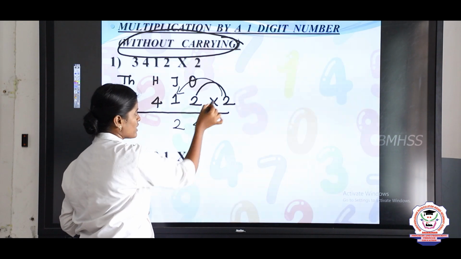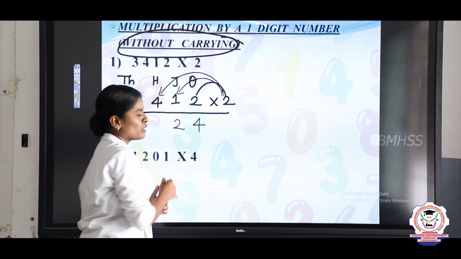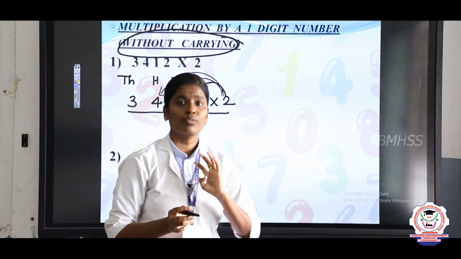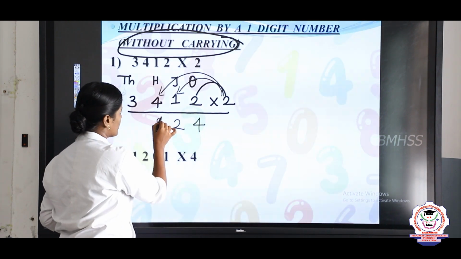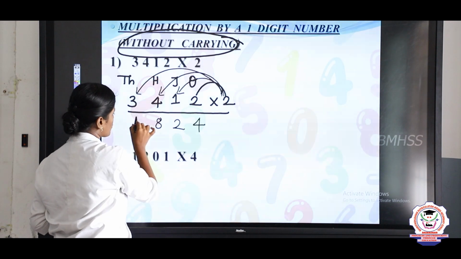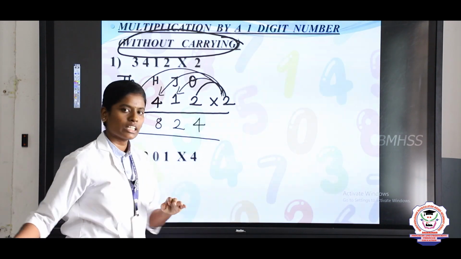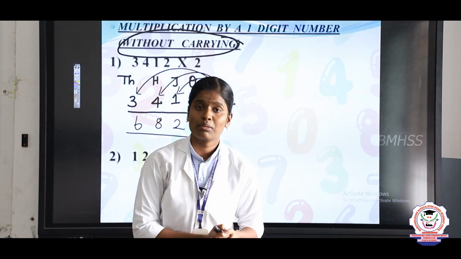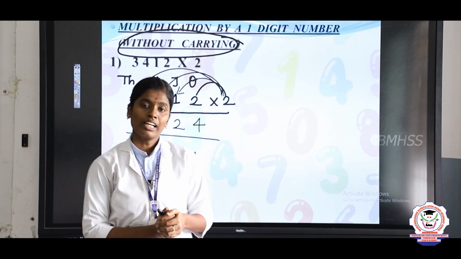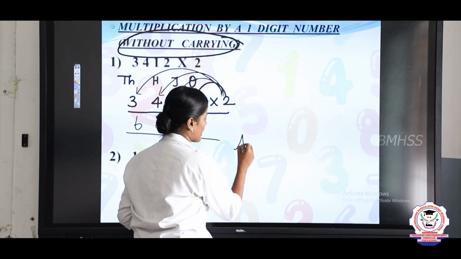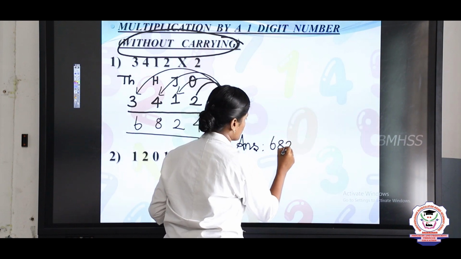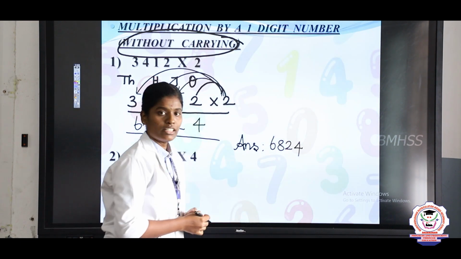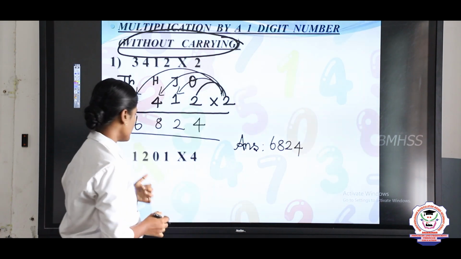So 2. Next you will take 2 into the hundreds place. Here the hundreds place value is 4. So 2 fours are 8. Next you will take 2 threes are. So 2 threes are 6. That is 2 times of 3 or 3 times of 2. So finally write the answer 6, 8, 2, 4.